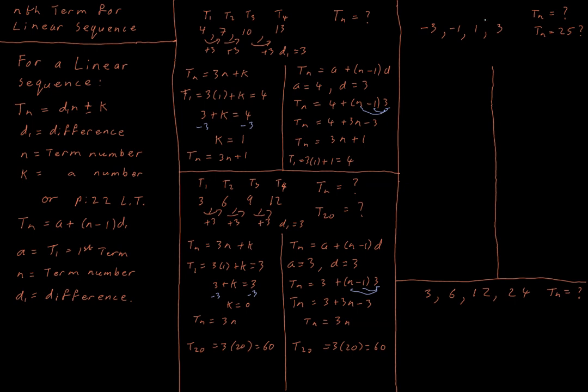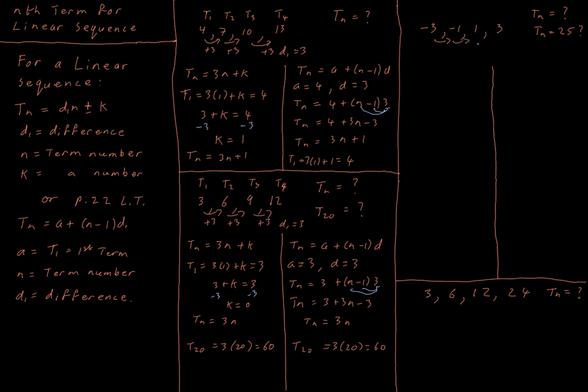All right, let's look at this example here. We're asked for Tn, and we're asked for when Tn is 25. So what term in our list would be 25? This is a slightly different question than we had before. Before we were told the value of n, now we're looking for the value of n. What term number are we at?